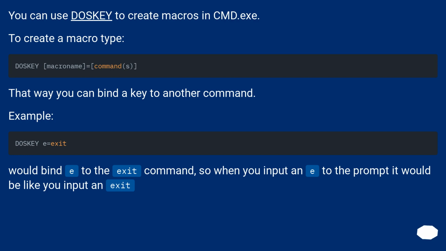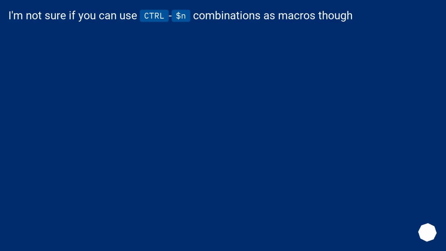You can use DOSKEY to create macros in cmd.exe. To create a macro, type the following. That way you can bind a key to another command. Example. This would bind E to the exit command, so when you input an E to the prompt it would be like you input an exit. I'm not sure if you can use $* in combinations as macros though.